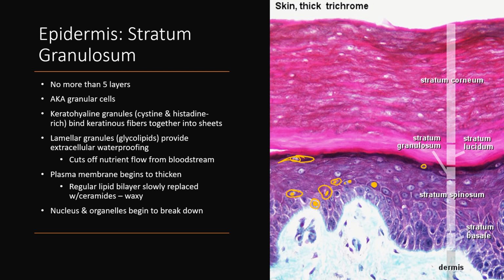It is sparse, right? The nucleus is dying, the nucleus is being broken down, the organelles are being broken down, the cells are becoming filled with waterproofing, toughening keratin, they're getting surrounded by a fatty layer, the lipid bilayer is getting replaced by basically a wax, a ceramide. This is all going to contribute to the usefulness of the outermost layers of your skin, but they're not alive anymore.